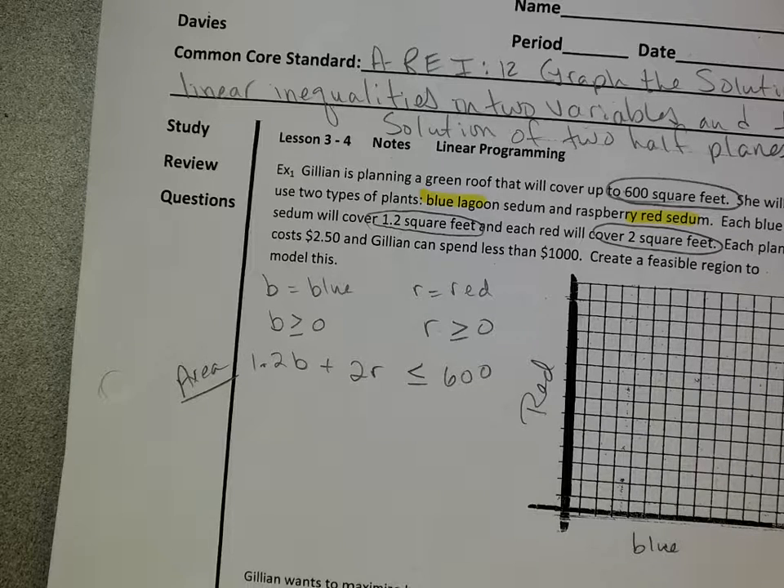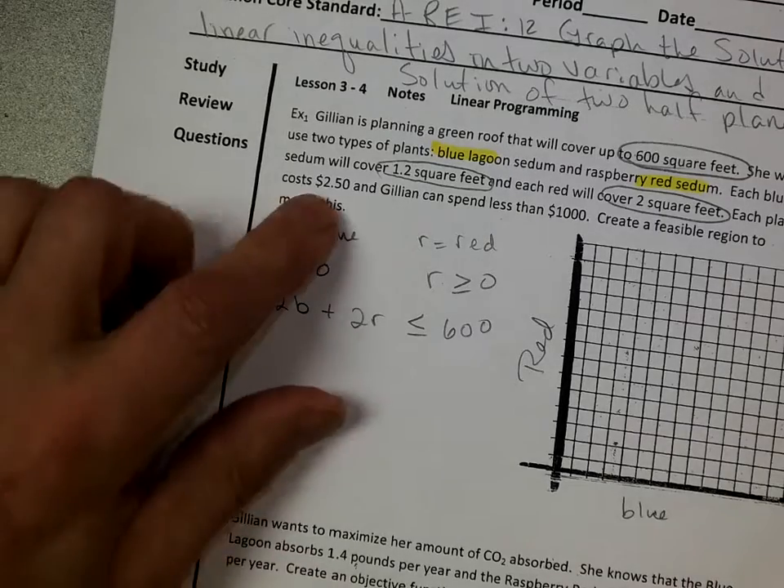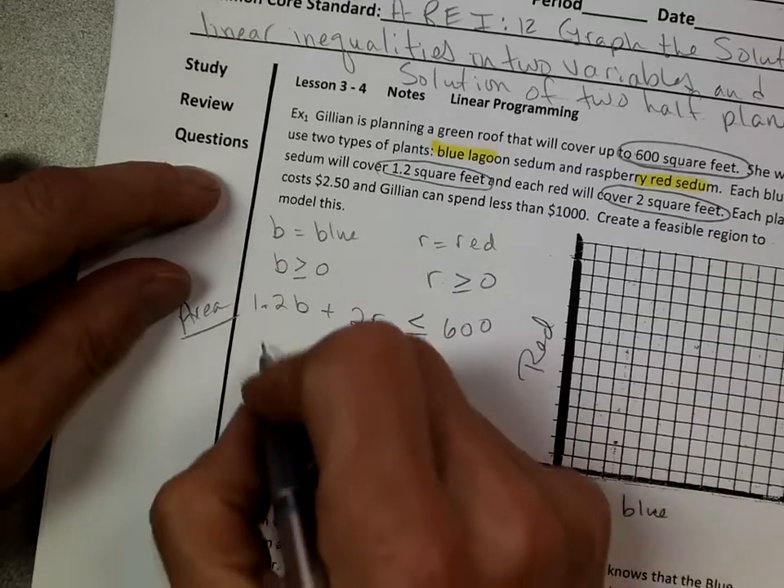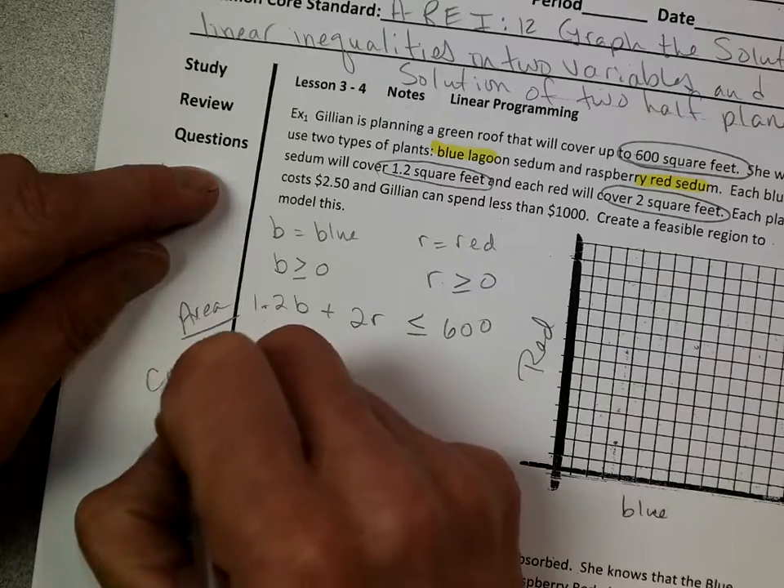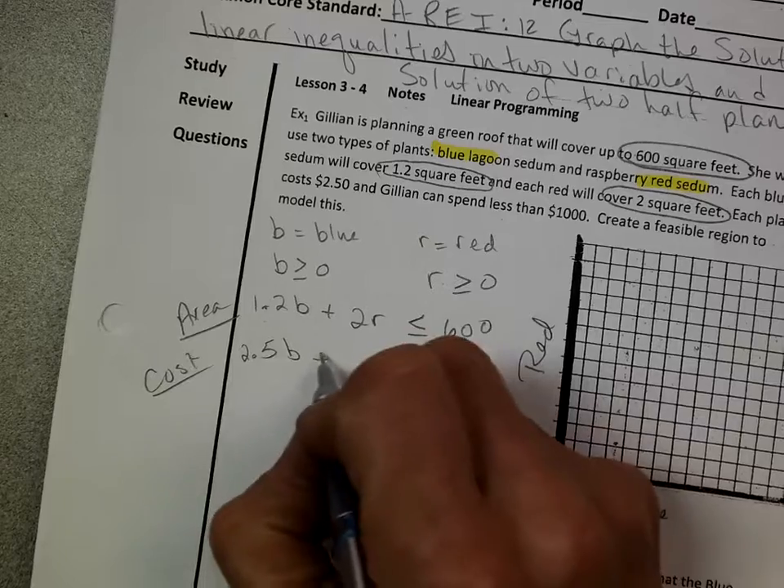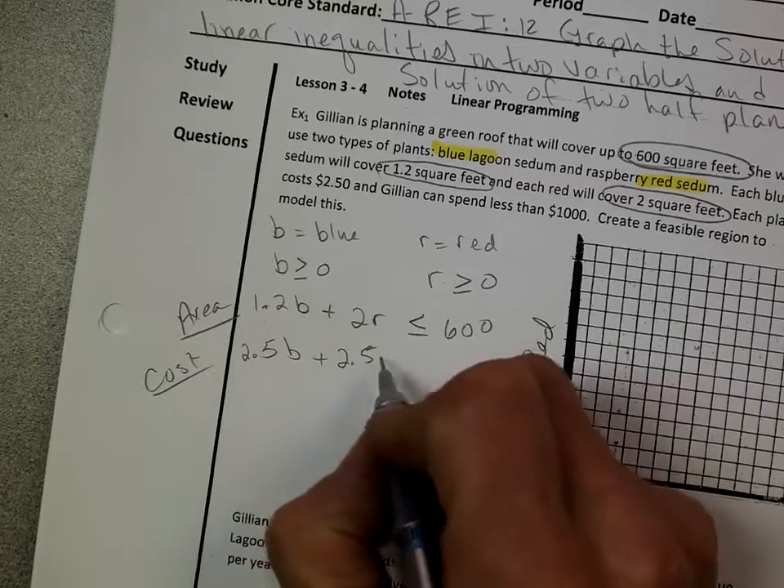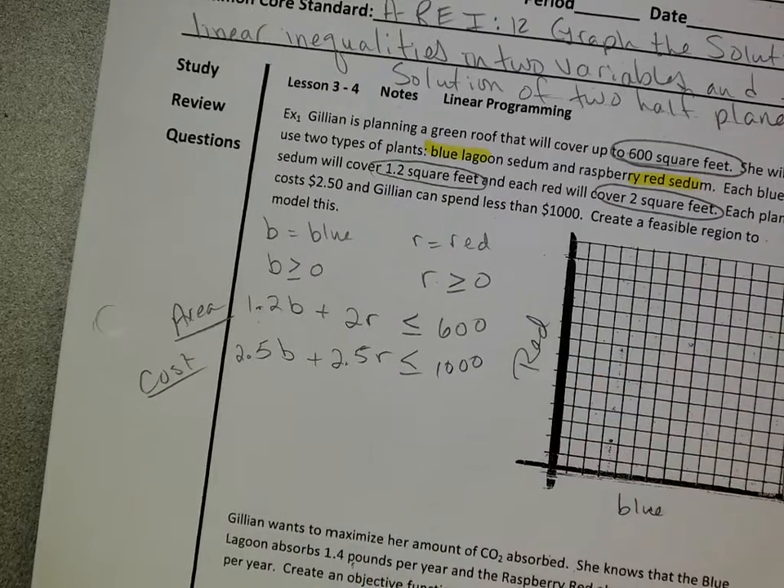So we're going to go and buy some flowers and put them on our roof, okay? Now we got a cost problem. Even though she just graduated from college and she's going to make all this money, she hasn't earned it yet. So she only has $1,000 to spend, right? So she goes to the store. Maybe it's Lowe's, I don't know. So this is my cost equation. $2.50 for the blue plus $2.50 for the red less than or equal to 1,000, okay?